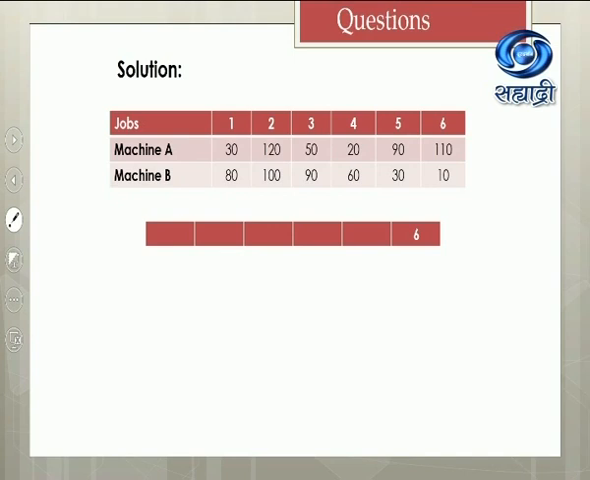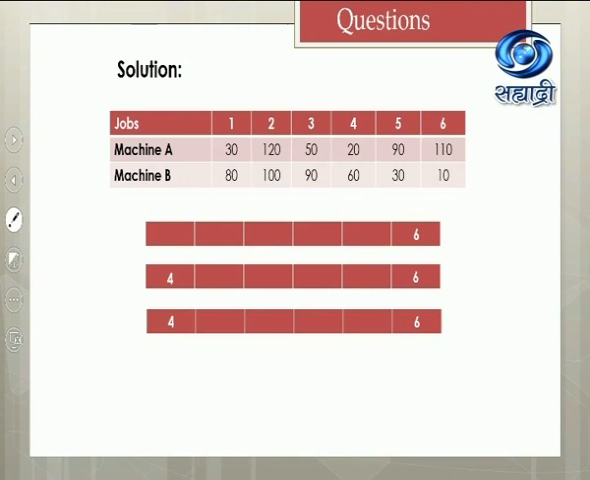Next is the minimum, as you can see over here, minimum is 20 on job 4, but it is on machine A. So you will write on the left hand side. And then 4, 6 are there. Now 4 and 6 are gone, so don't look at them. Now you will go for 1, 2, 3 and 5 only. As you can see, the minimum is 30 over here also and here also. So just write 1 and 5.